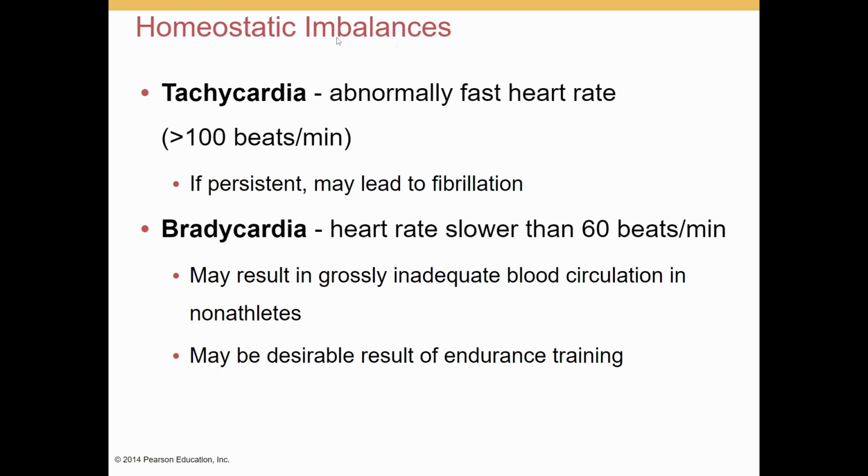Other homeostatic imbalances are things like tachycardia and bradycardia. Tachycardia is an abnormally fast heart rate, which is over 100 beats per minute. This can lead to fibrillation or problems with a heartbeat. Bradycardia is a heart rate slower than 60 beats per minute. It can be a result of grossly inadequate blood circulation in non-athletes, but oftentimes a low heart rate is desirable, especially if you've been doing endurance training.